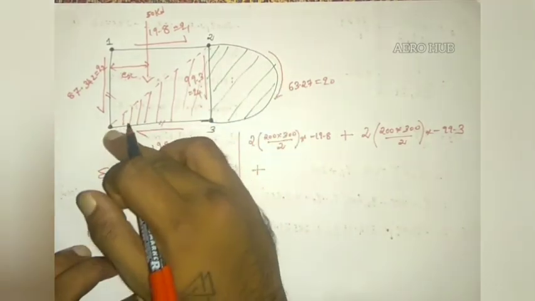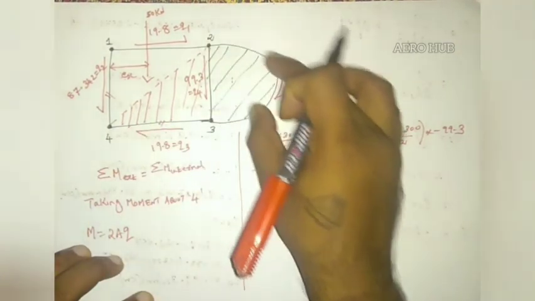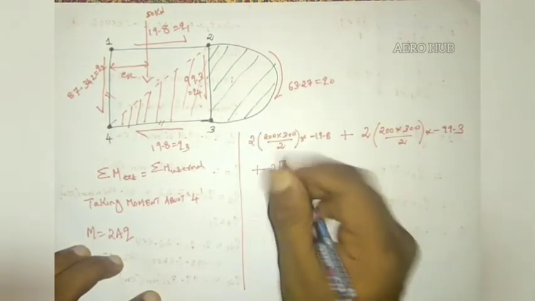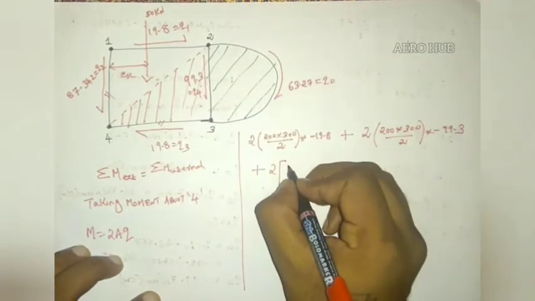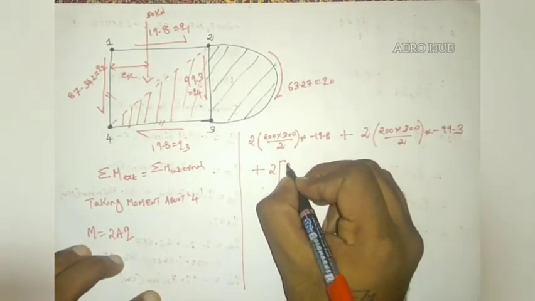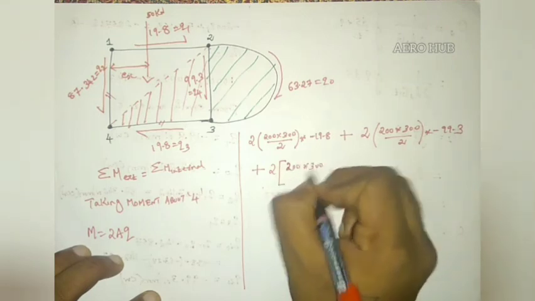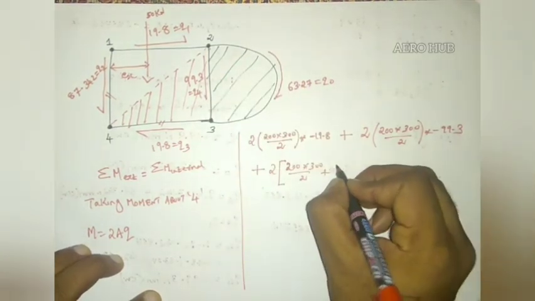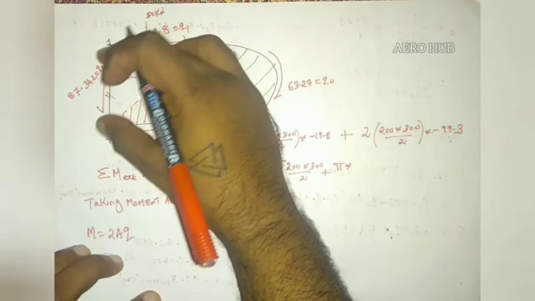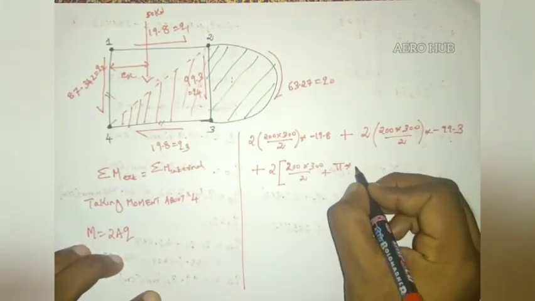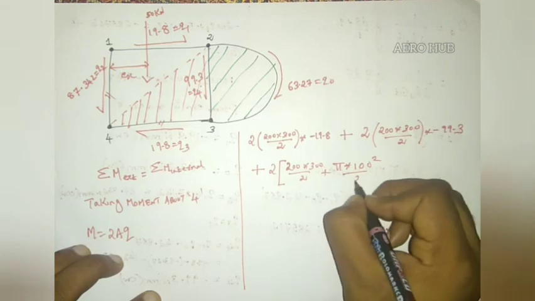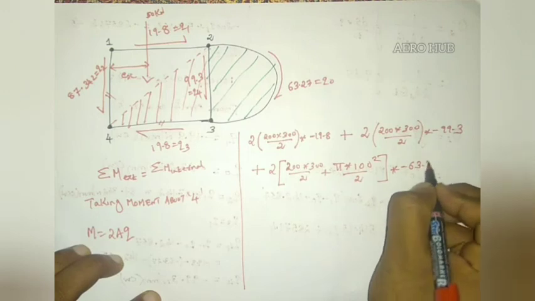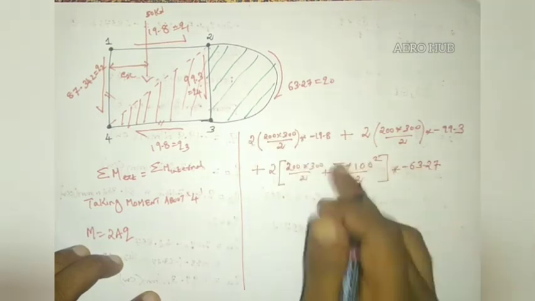We are taking moment about this point, that's why we are considering the area of the semicircle plus the area of the triangle, times 2. The area of the triangle is half BH, that is 200 into 300 by 2, plus the area of the semicircle, that will be pi r square by 2, pi into the radius, the total height is 200 here, so the radius is 100, so 100 square by 2, into, it is also clockwise, that will be minus 63.27.